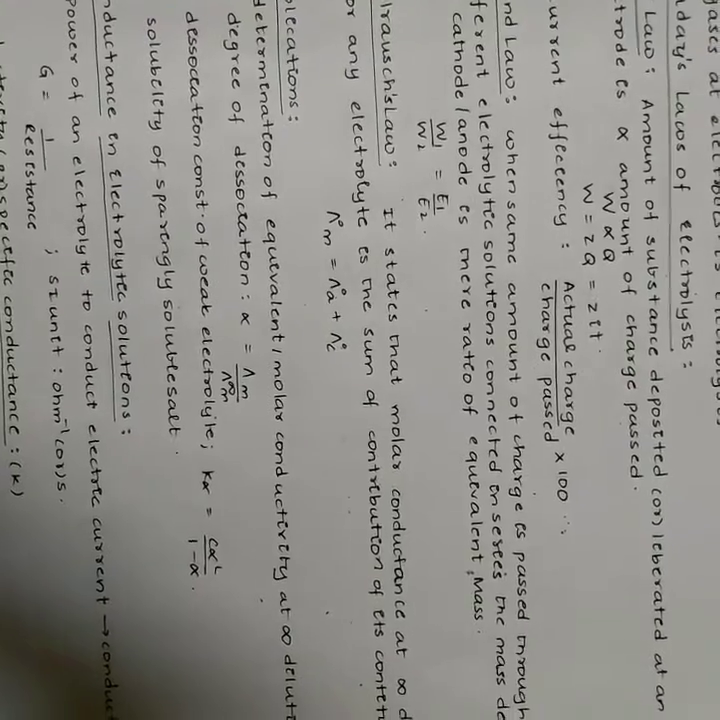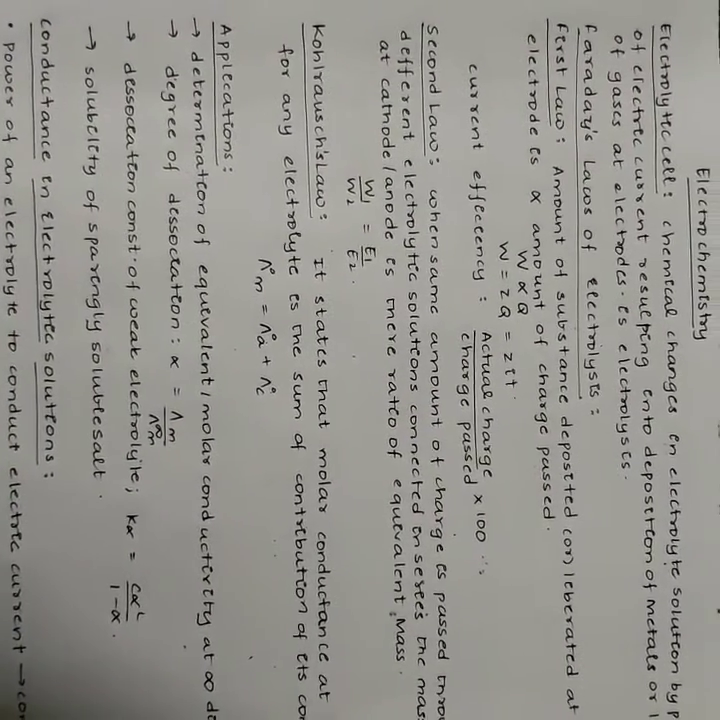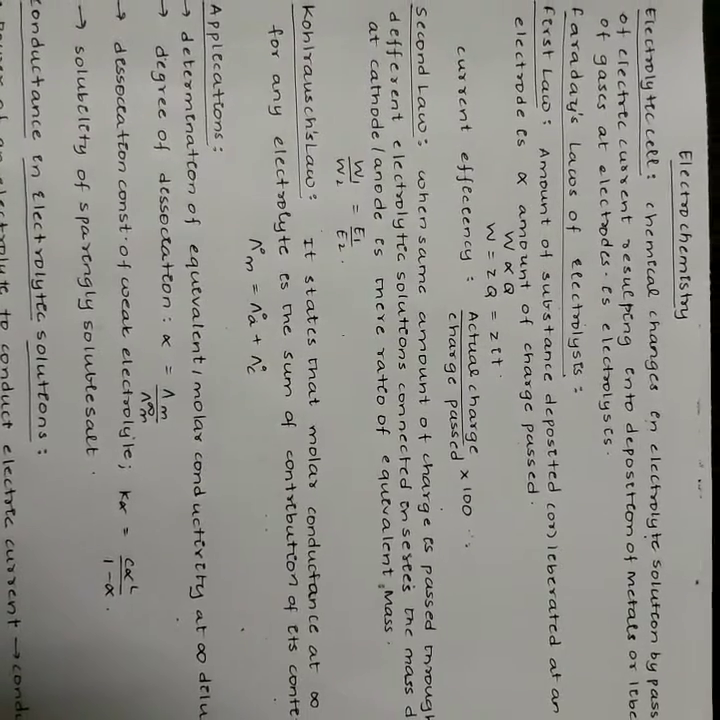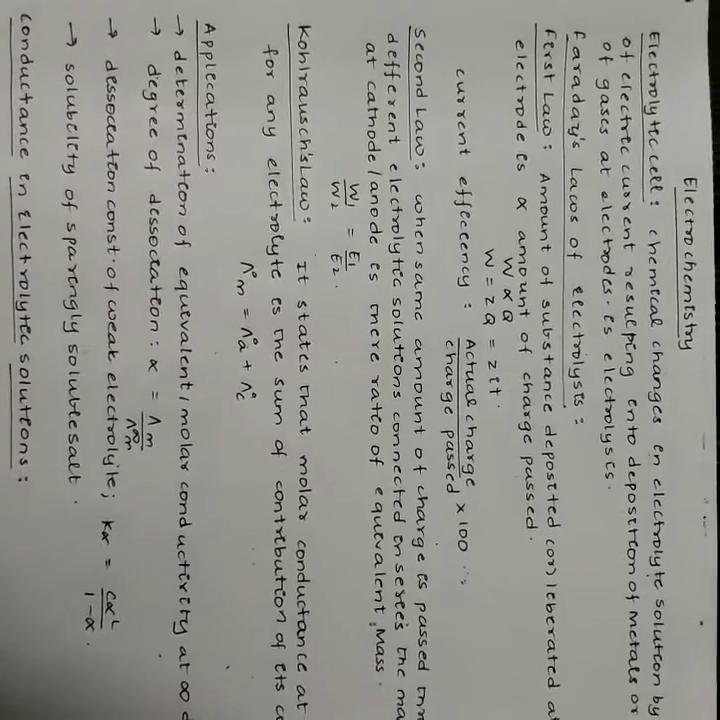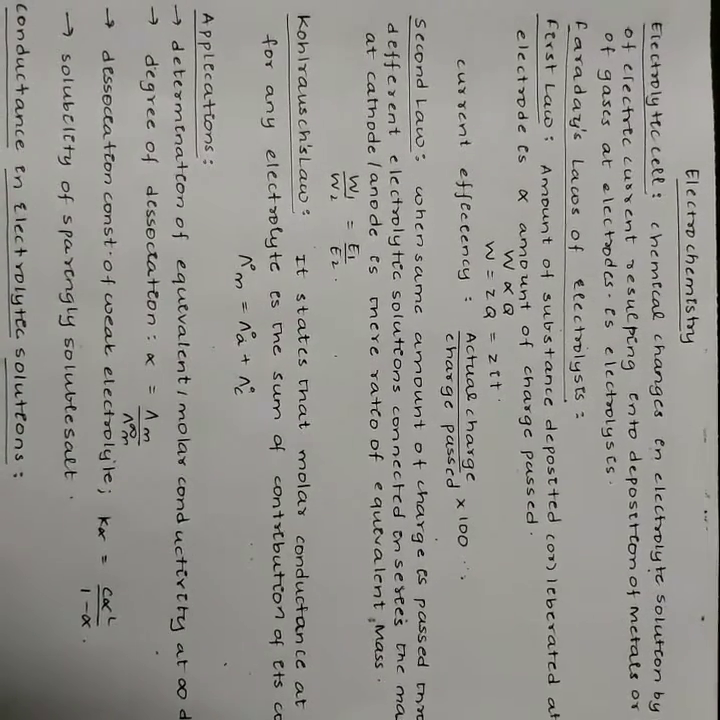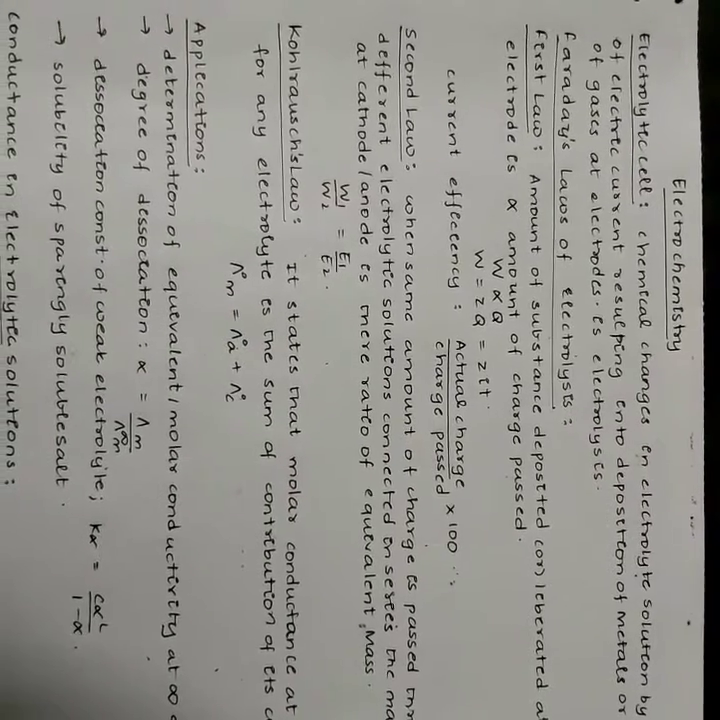Faraday's laws of electrolysis. First law, Faraday's first law. The amount of chemical change produced is proportional to the quantity of electricity passed through it. W is proportional to Q, W is ZIt, that is ZQ. Current efficiency is given by actual charge utilized in the process divided by charge passed through the battery, into 100.